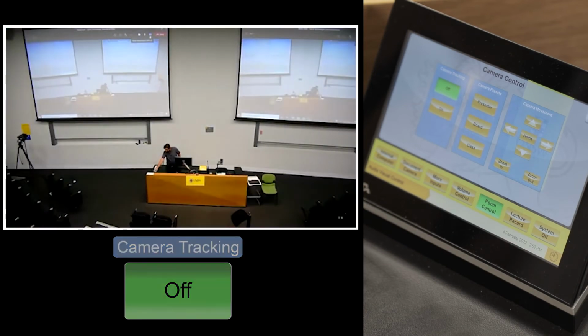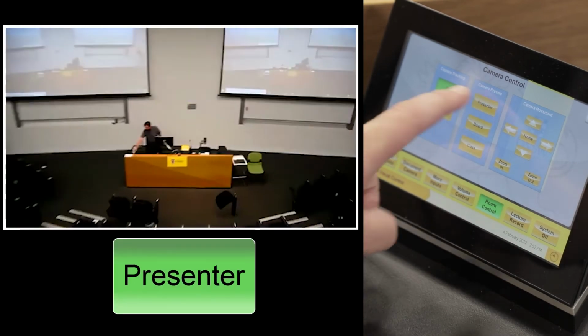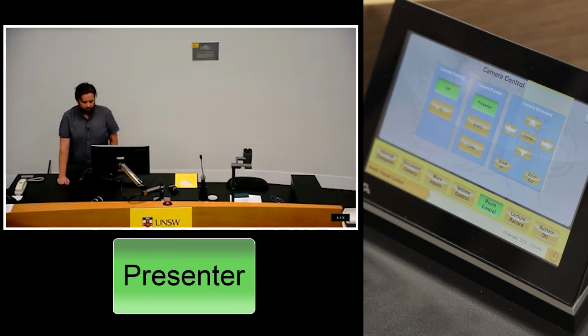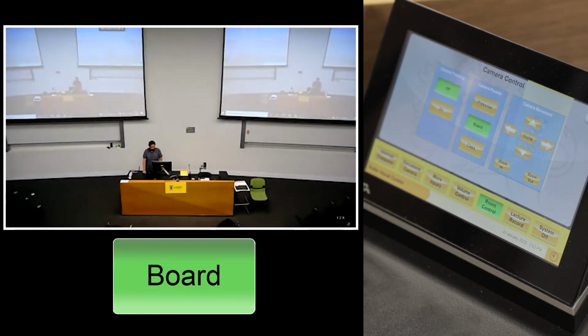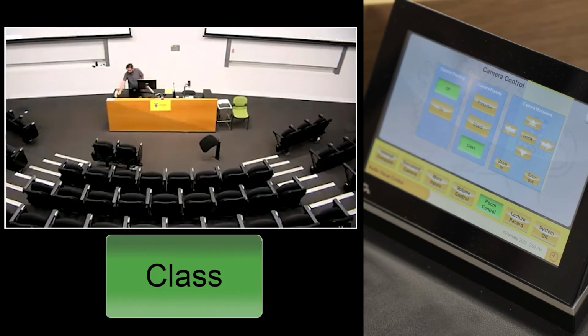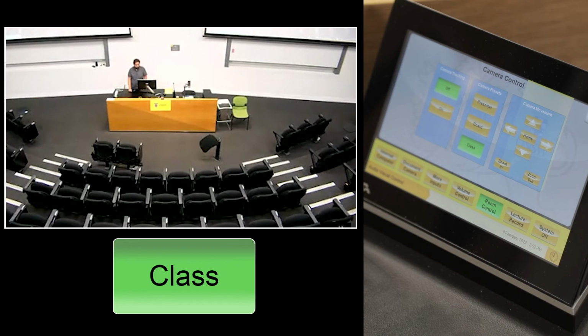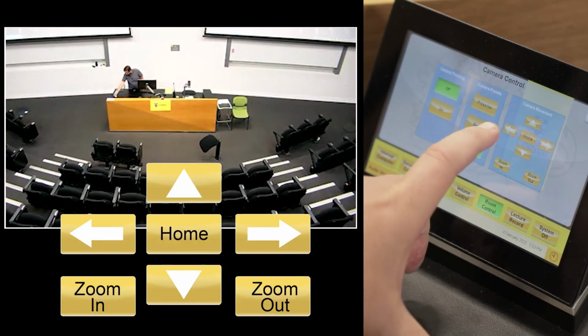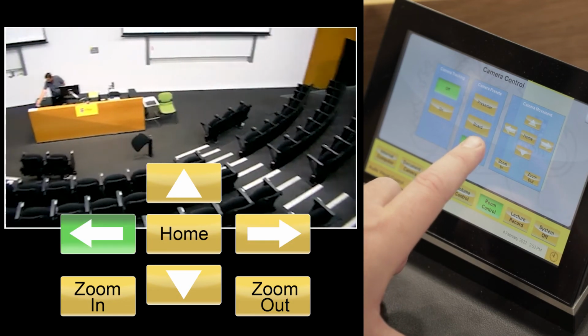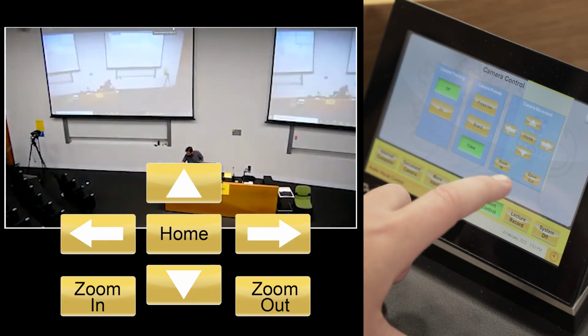If you would like to use preset camera, select tracking off. Here you have three presets. Presenter, which is as close up at the lectern. Board focuses on a wider shot, including the blackboard or whiteboard. And class takes a wide shot of the class provided. If you'd like to take control, you can also use the pan left, right, or tilt up and down, or zoom in and out.